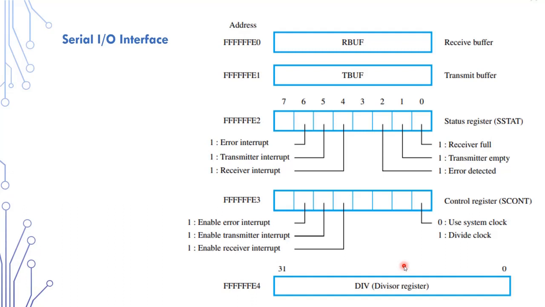The value loaded into this register is transferred into the counter, which then counts down using the system clock. When the count reaches 0, the counter is reloaded using the value in the DIV register.